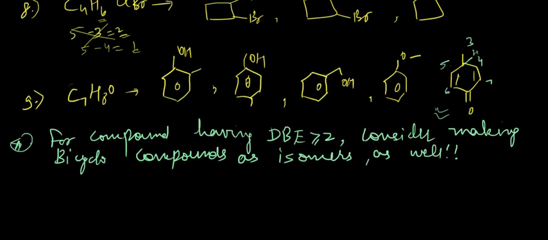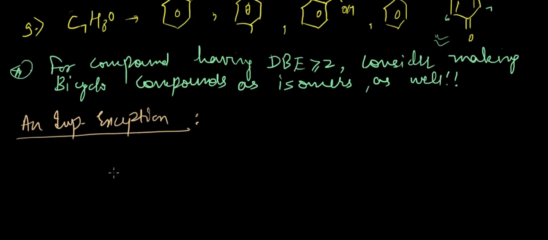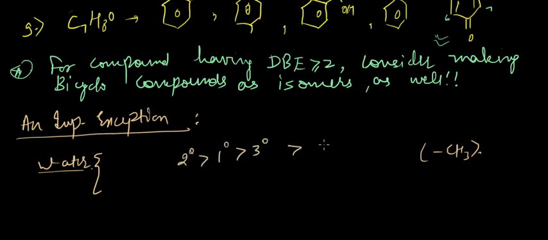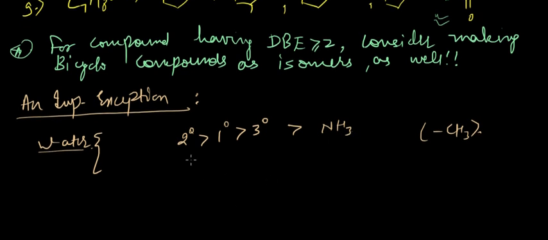Oh, before going on, I just forgot to mention an important exception, which I thought I would tell you in this lecture. An important exception is when we calculate the basic strength of certain nitrogen compounds in water and in gas. So in water, if we have a CH3 group attached to the amine, 2 degree is more basic than 1 degree, which in turn is more basic than 3 degree, and later comes ammonia. Why? Because of steric hindrance and some experimental nature, but we don't know exactly why this happens. This is some experimental fact, and this is the order.